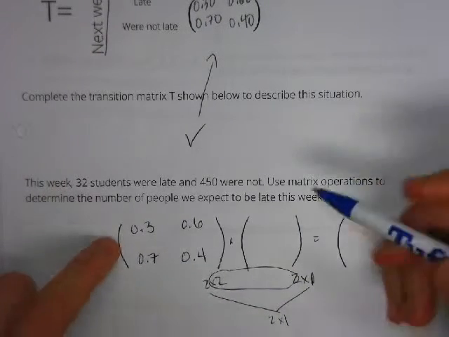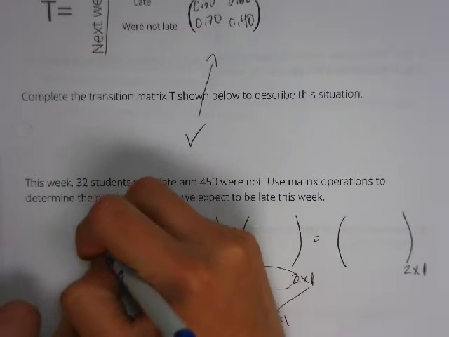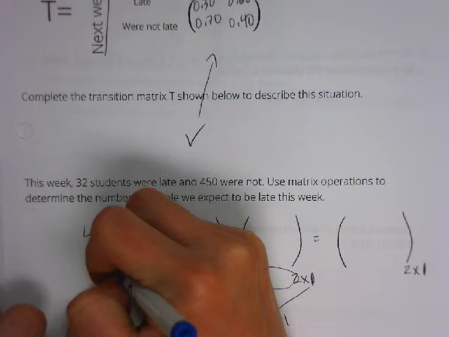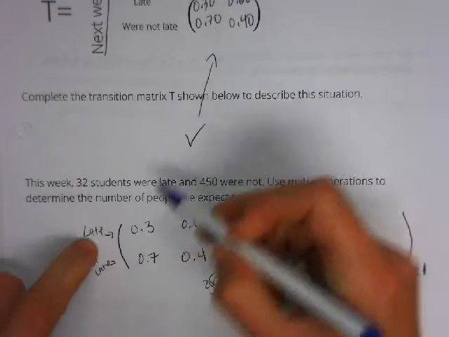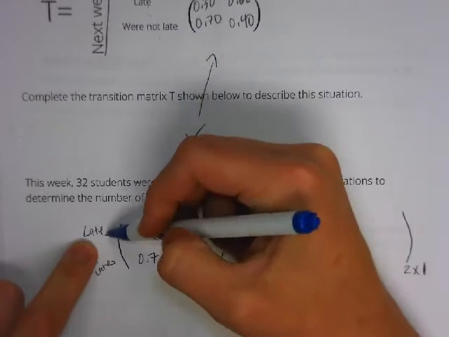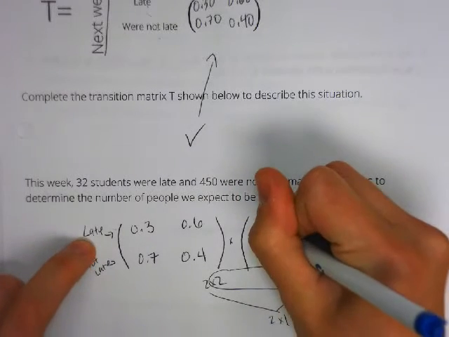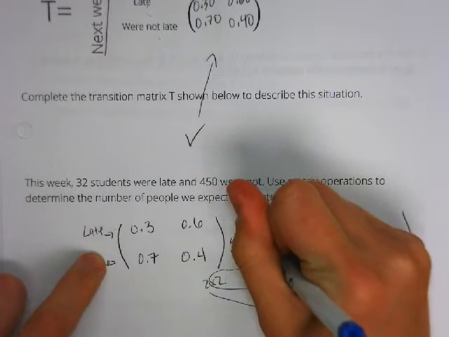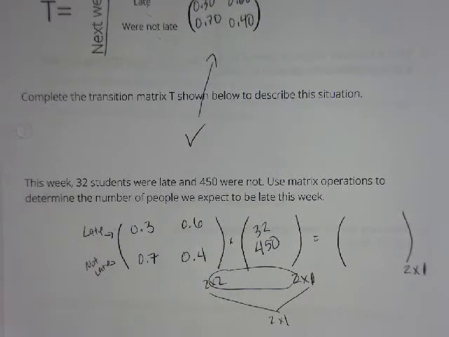Okay. This row was late. This is not late. So on top, I want to put the students who were late, which is 32, and on bottom, I want to put 450. Those are the ones who are not late. So let me do this real fast in my calculator.